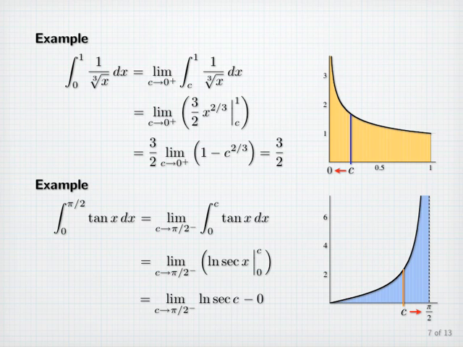Now, as c approaches pi over 2 from the left, secant of c approaches plus infinity, and so the natural log of secant c will also approach plus infinity, and so our improper integral diverges, and we can say that it equals plus infinity. So the shaded region under the graph here does not have a finite area.